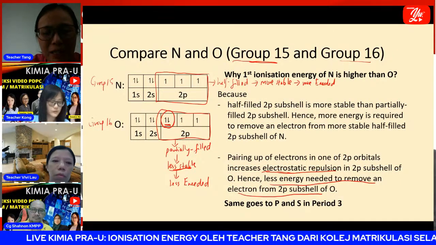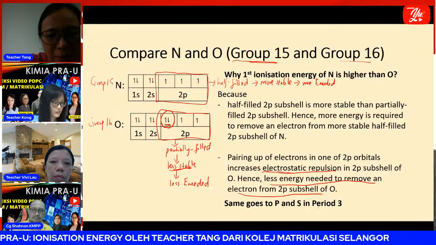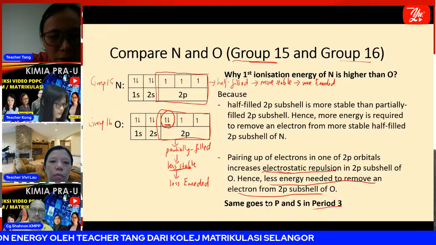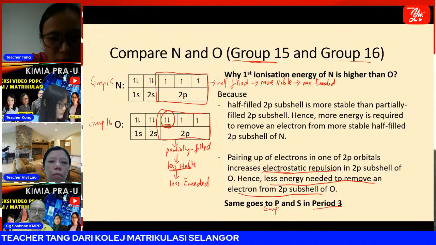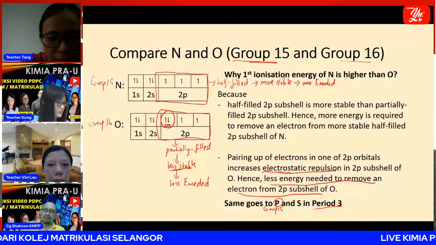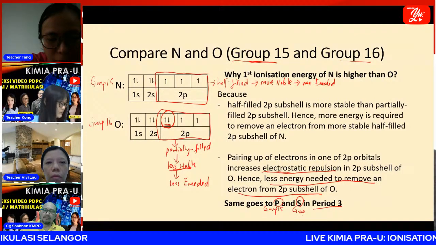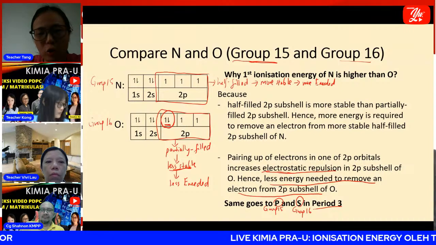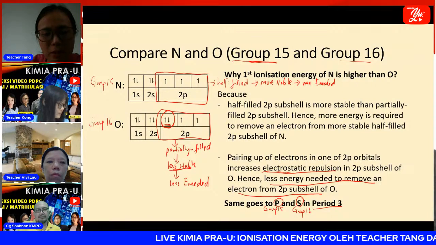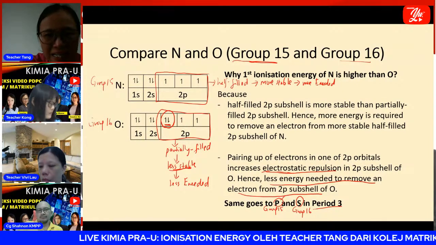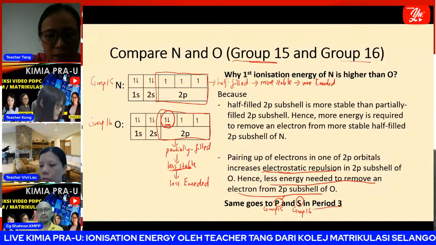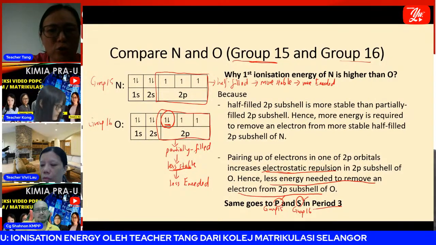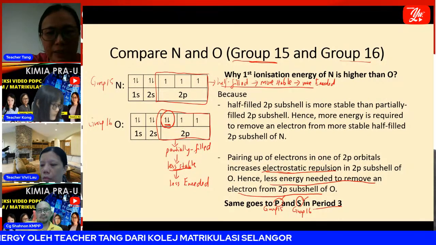The same thing goes for period 3 elements, between group 15 phosphorus and the group 16 element of period 3. The explanation is the same. So group 15 phosphorus has a higher first ionization energy than group 16 sulfur due to the same reason.